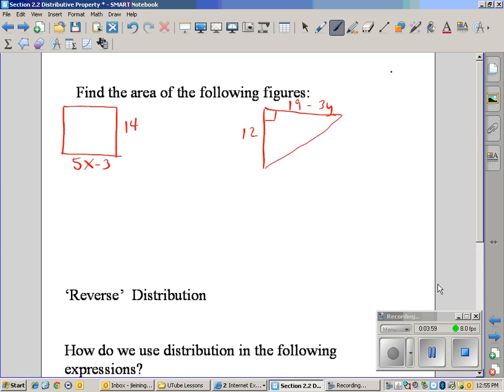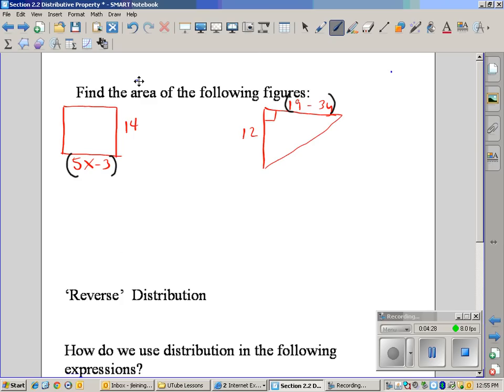Find the area of the following figures. So the first thing I want you to notice is that we have an expression, 5x minus 3. That's not just a single term. It's got a 5x and a negative 3 on the back end. The first thing I'd like you to do is put parentheses around it, and on the next figure also. That's going to remind us that we probably have distribution once we write the formula and make our shell.